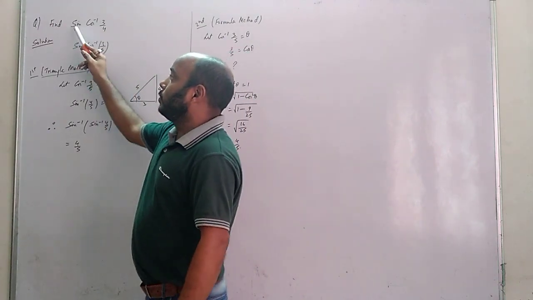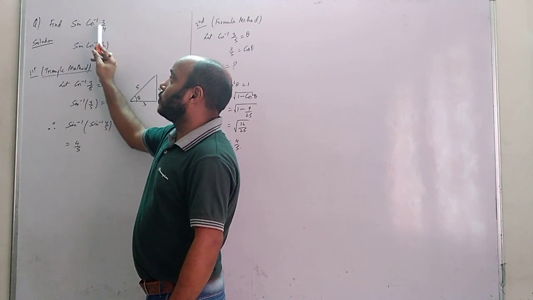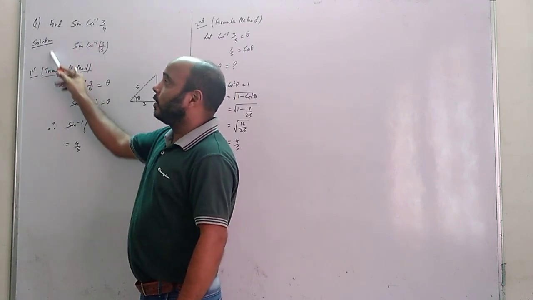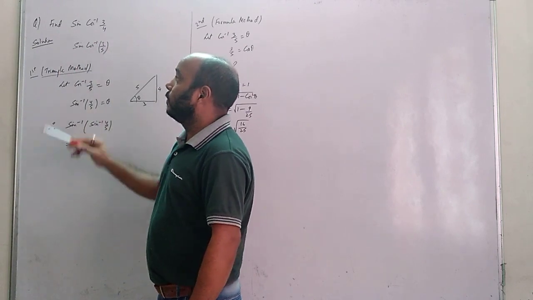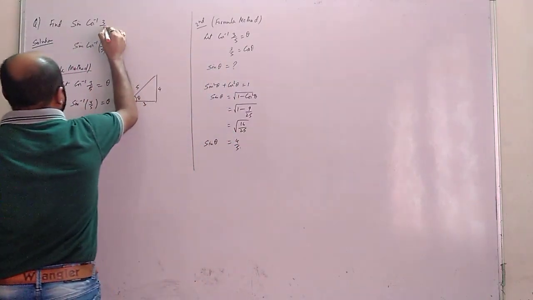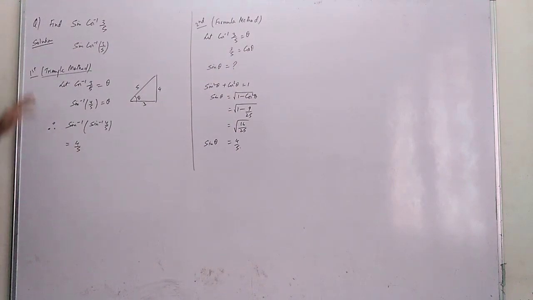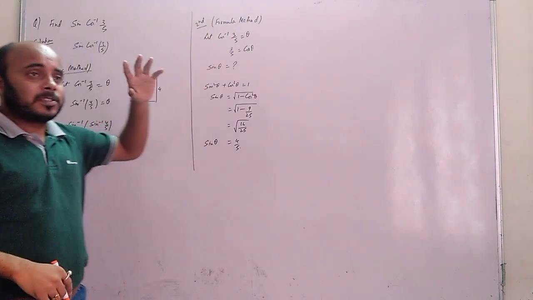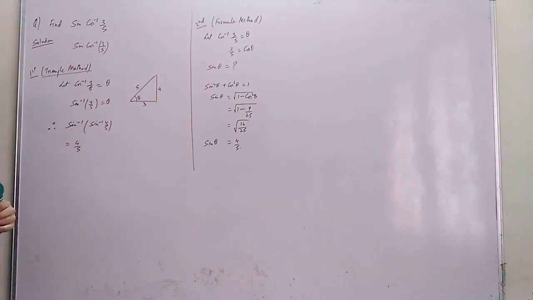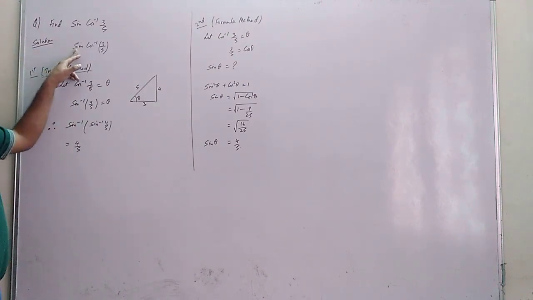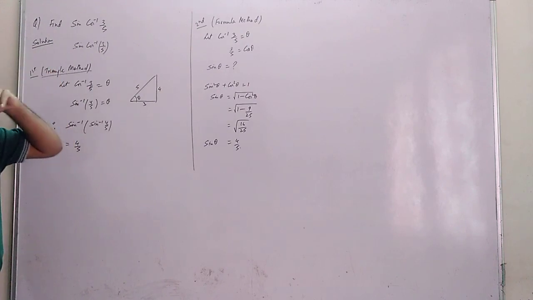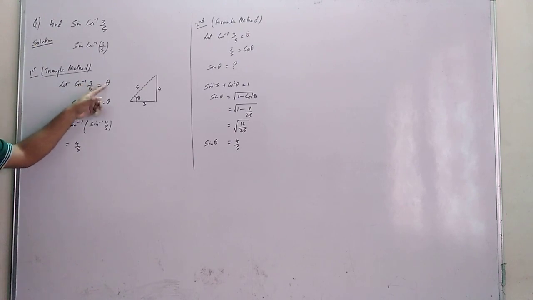So see, what is the question? Trigno outside, inverse under. Find sine of cos inverse 3 by 5. So the solution starts from here. Write in the question sine of cos inverse 3 by 5. Now first, the triangle method. Whether you deal with the triangle method or the formula method, the job is to take the inverse part as theta. In any question with trigno outside and inverse inside, it may be possible that inside we have lots of terms. From those terms, take the inverse part as theta. So let cos inverse 3 by 5 be theta.